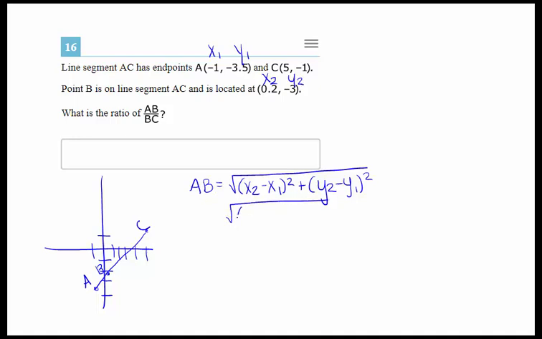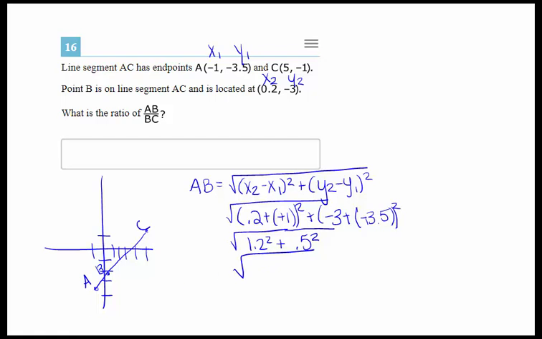So if we plug this in, our x2 is a 2, so we have 2 minus a -1, squared, plus y2, which is -3, minus our y1, which is -3.5, squared. When we simplify this, you would add, and so that gives you 1.2 squared, plus, this ends up being addition because of the double negative, so -3 plus 3.5 gives you 0.5 squared.